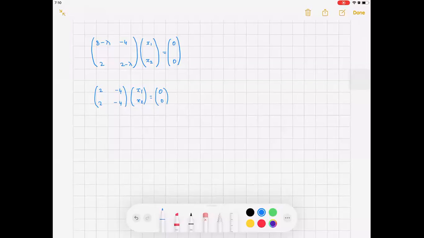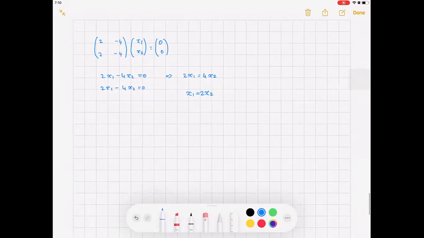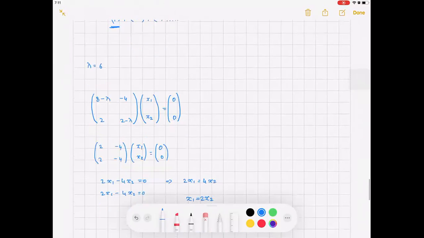Okay, this gives me 2x1 minus 4x2 is equal to 0, and 2x1 minus 4x2 is equal to 0 gives me 2x1 is equal to 4x2, x1 is equal to 2x2. So when x2 is 1, my x1 is 2. So (2, 1) is the eigenvector corresponding to lambda is equal to 6. So this is how actually you will find the eigenvalues and eigenvectors.